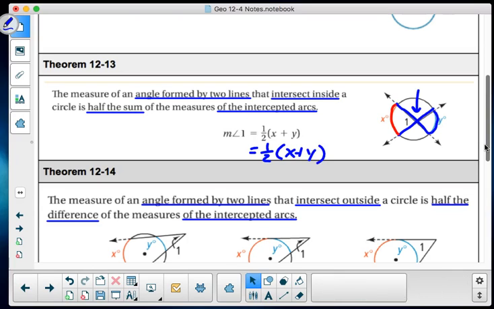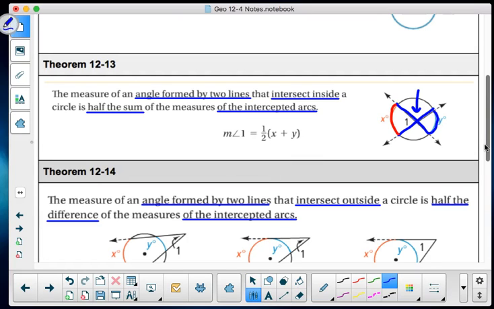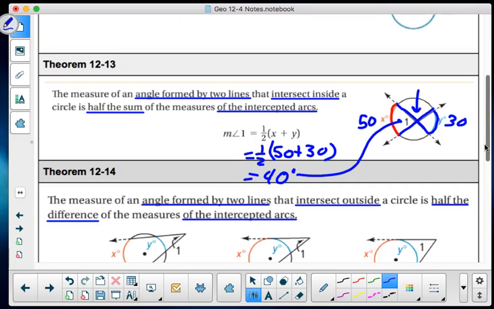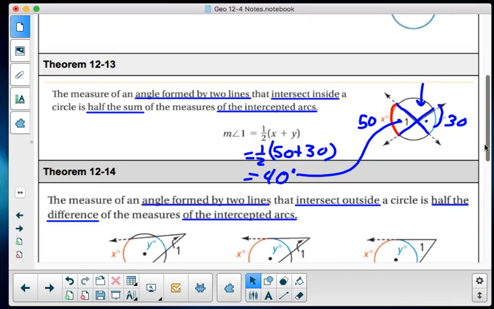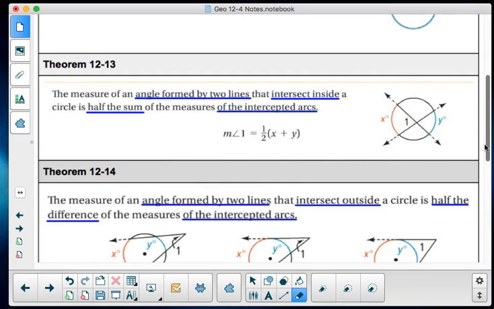It's an average value. You have to keep in mind, for instance, if this were 50 degrees and this is 30 degrees, I would take 50 for X plus 30 for Y, add them together and divide by 2. 80 divided by 2 is 40 degrees. So that would be a 40-degree value of angle 1. And because this is also vertical, this would be 40 degrees, and this other angle would be 140 because it's 180 minus that 40 value. So keep that relationship in mind.